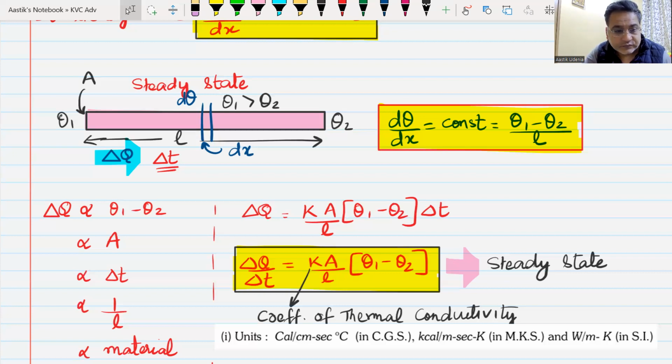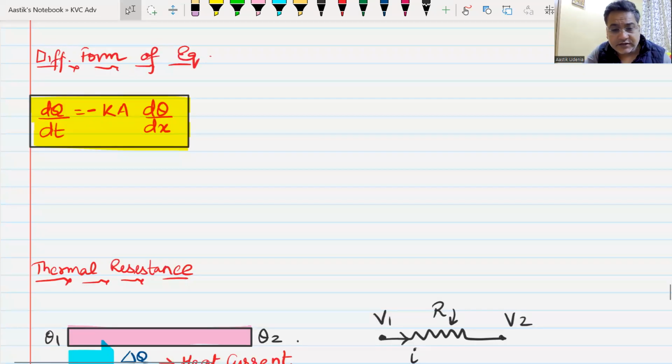We had also seen the differential form of this equation, and the differential form is valid whether the state is steady state or variable state. dQ by dt is minus KA d theta by dx, where the negative sign indicates that in the direction of heat flow, temperature always decreases. We remember this.